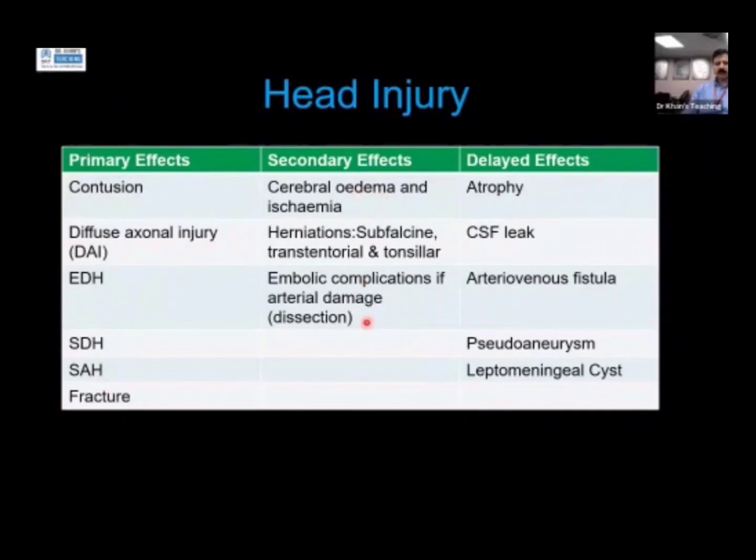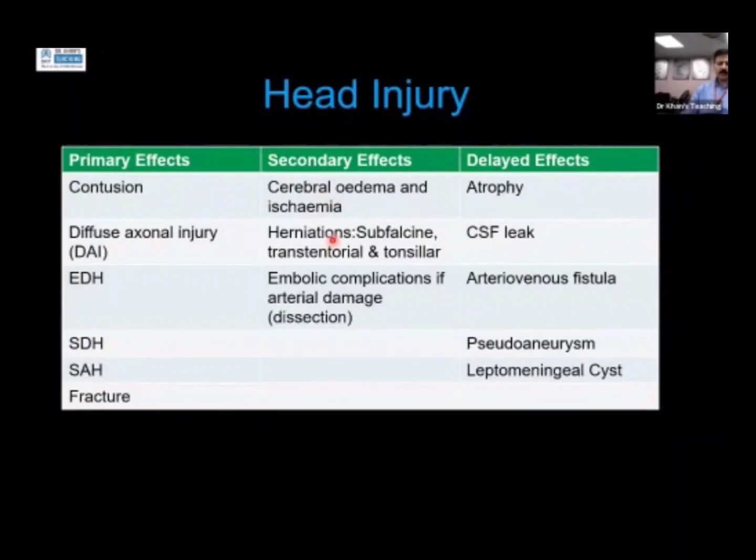What are the secondary effects? Now, secondary effects is that patient can get then cerebral edema, and whenever there will be edema, there can be secondary ischemia because of compression of the vessels. We'll come back to this, and this concept is asked in the examination.